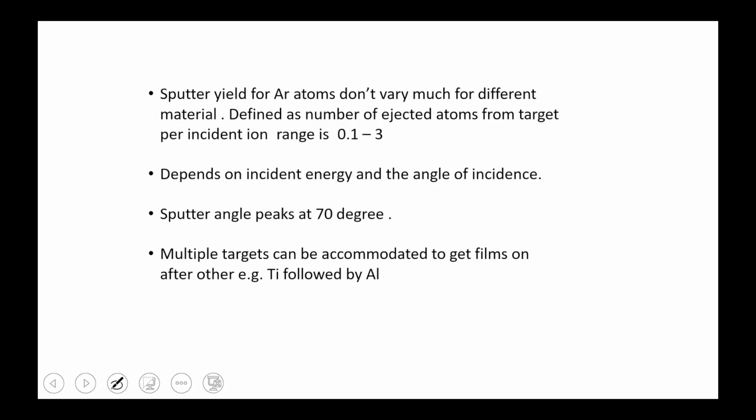The sputter yield for argon atoms does not vary much for different materials. It is defined as the number of ejected atoms from the target per incident ion, in the range 0.1 to 3. So it will be the same for all materials like aluminum, chrome, gold, silver, whatever material you want. It will not change. It depends upon the incident energy and the angle of incidence.